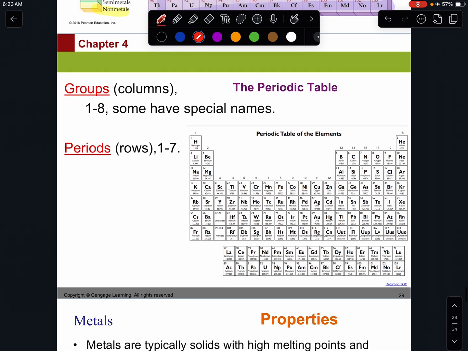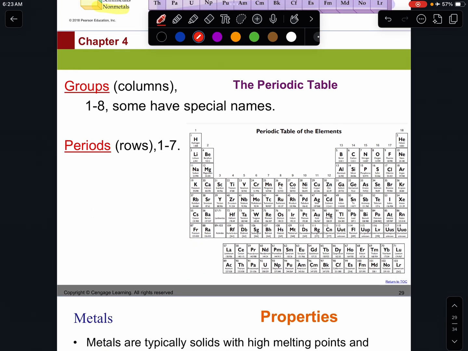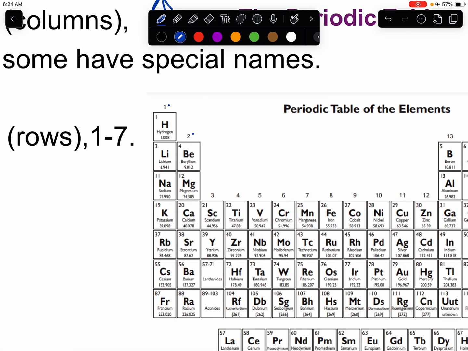We know that to definitely be a metal. All right, we're continuing on with just basic information of the periodic table. We are going to talk about groups. Groups are columns. They are up and down. They are vertical. There are 18 groups.